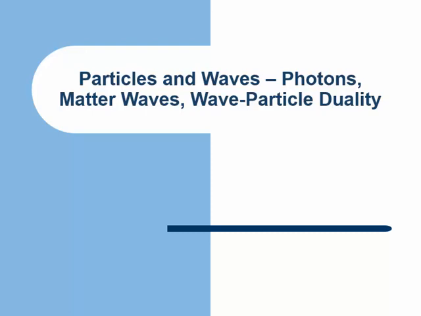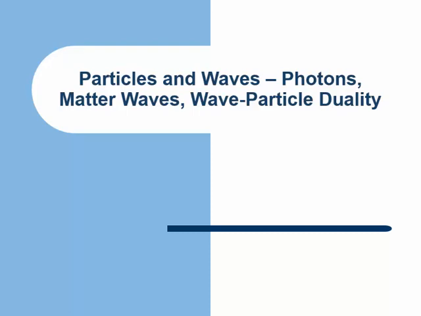Up to this point in the course, we've treated light, and in fact all types of electromagnetic radiation, as if they are waves. We'll see though that there are times where light seems to behave not like a wave but like a particle. And so the question is, what is light? Is it a wave or is it a particle?